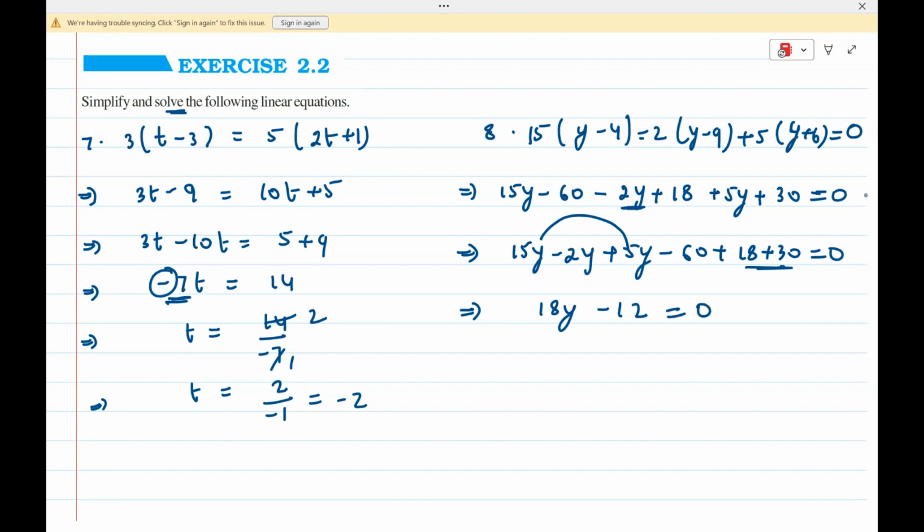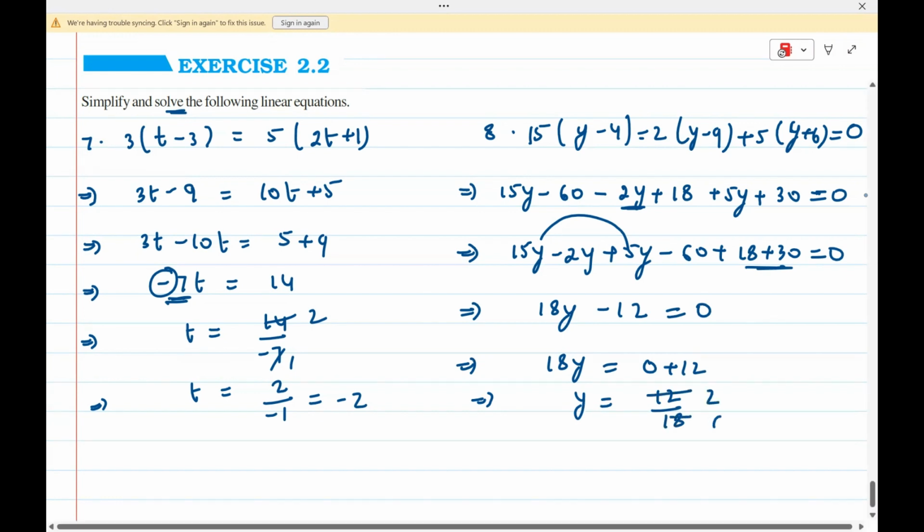Is equal to 0, which is 18y, and 12 will go that side, so it is 0 plus 12. If you want y, it is 12 upon 18. We can do the cutting using 6. 6 twos are 12 and 6 threes are 18. So the value of y is 2 by 3.